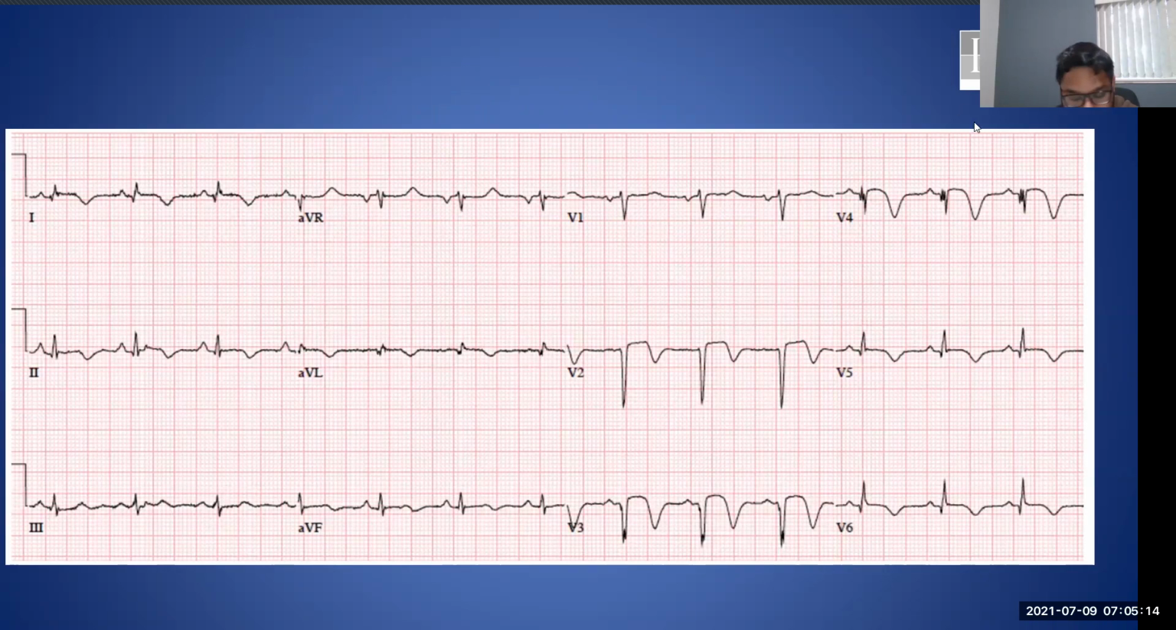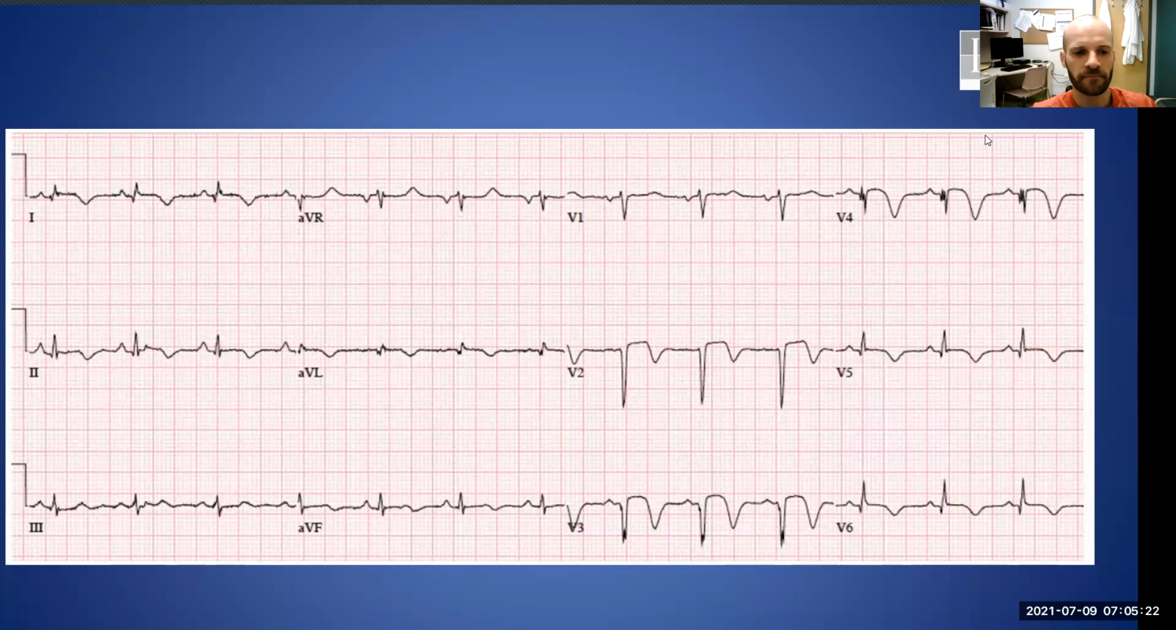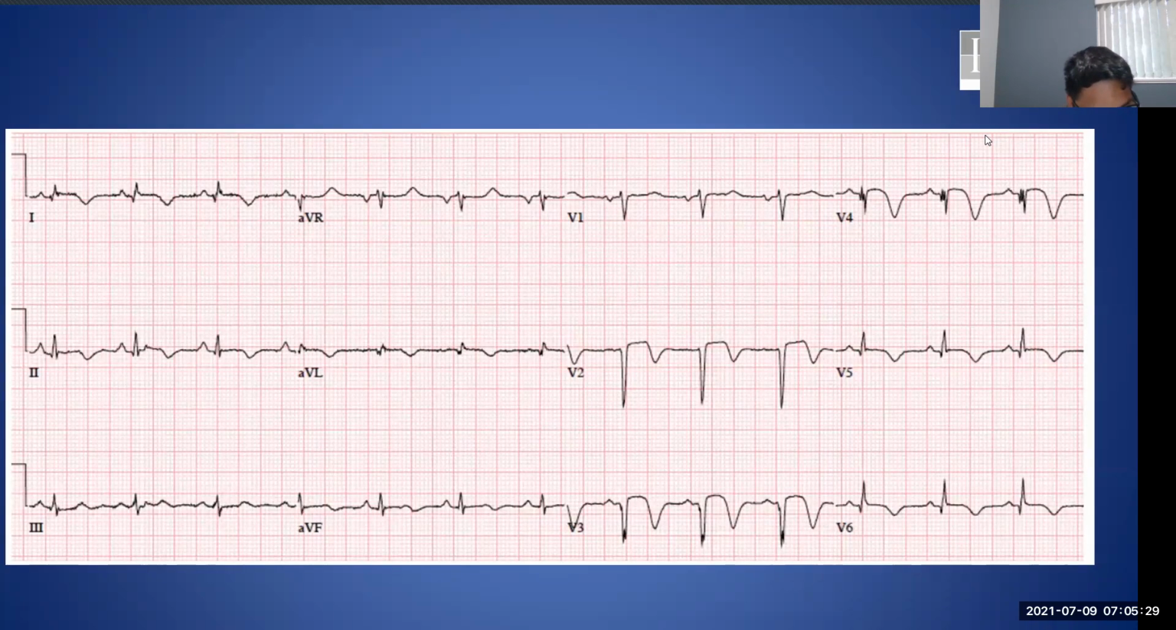So yes, there were signs of ischemia or infarction. There were T-wave inversions that I saw in leads 1, AVL, leads 2 as well, and then V2, 3, 4, 5, and 6. So it was an anterior lateral infarct, I believe.